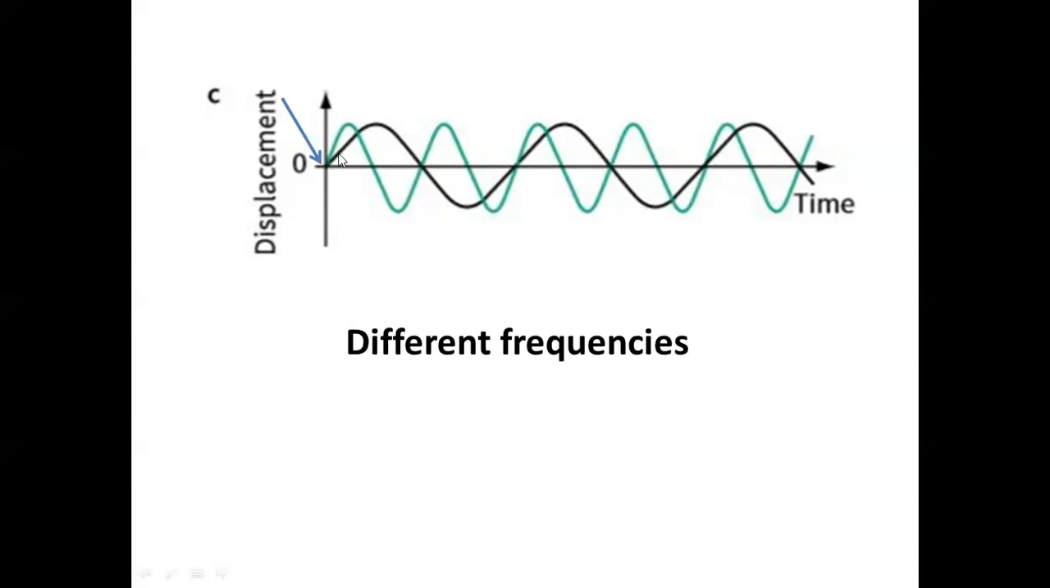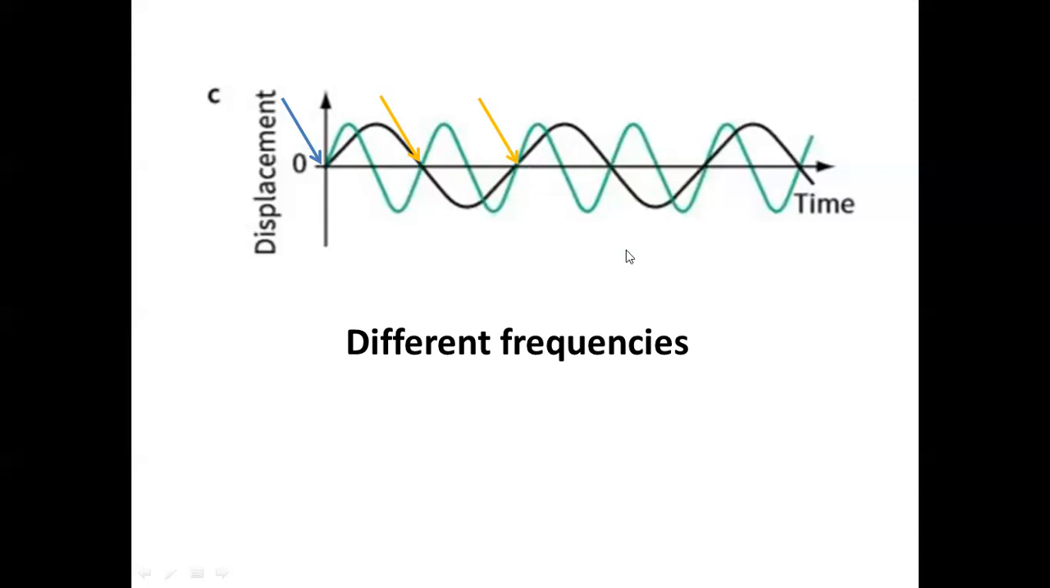But if you consider, say, for example, after one complete oscillation of the first graph at this point, the corresponding point on the second graph will be here. Notice that there was a change now in terms of the phase difference. For this point, there was no phase difference. But after one complete oscillation of the first graph, they now have a phase difference.